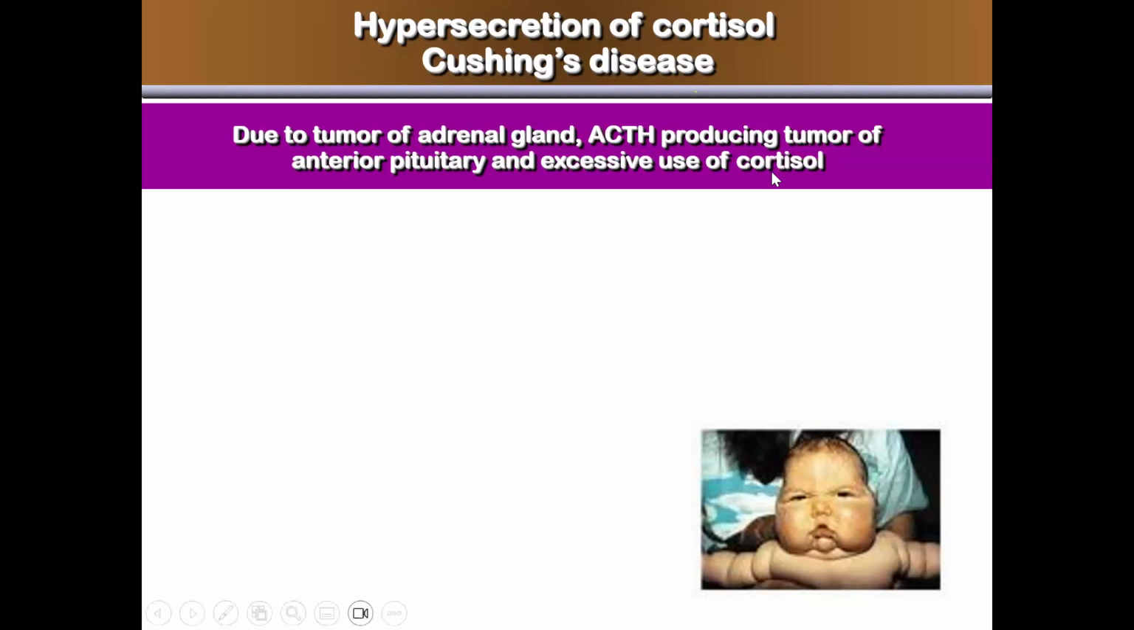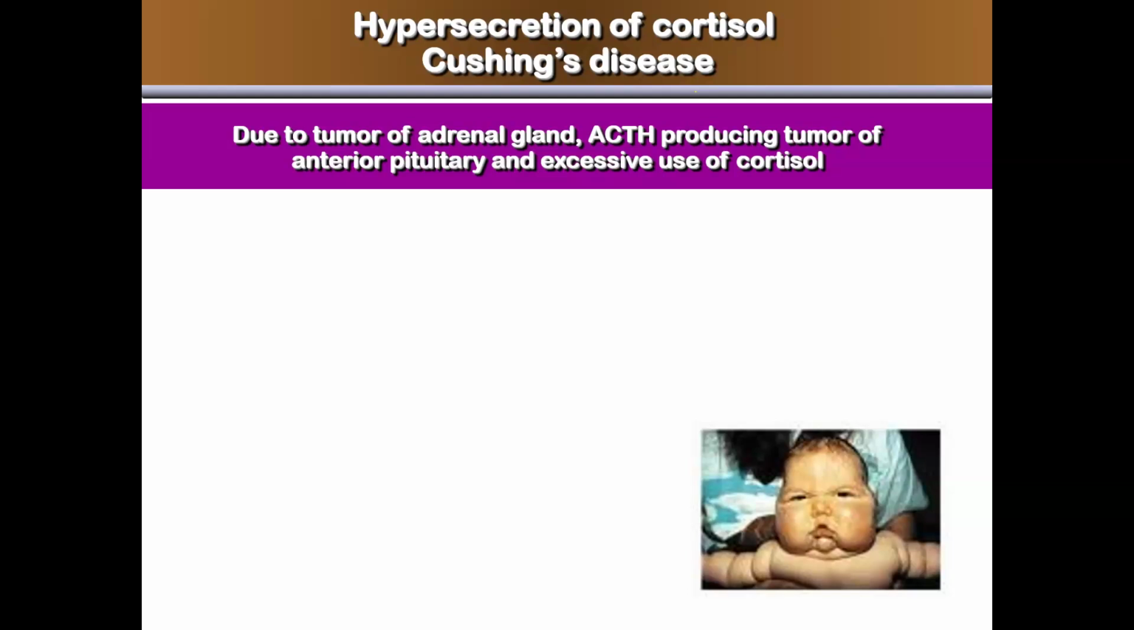So if a patient has been prescribed cortisol as a treatment for some condition, and he is taking a high dose of cortisol, then cortisol levels may increase in his body. So this will lead to Cushing's disease or Cushing syndrome. So what happens if a person has got high levels of cortisol?